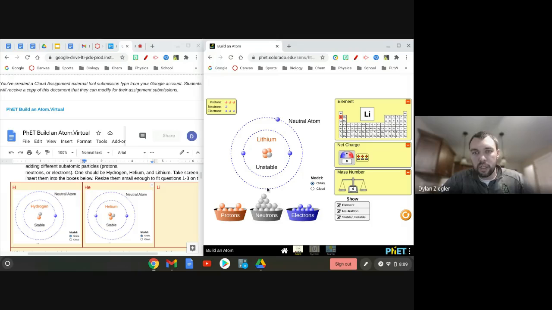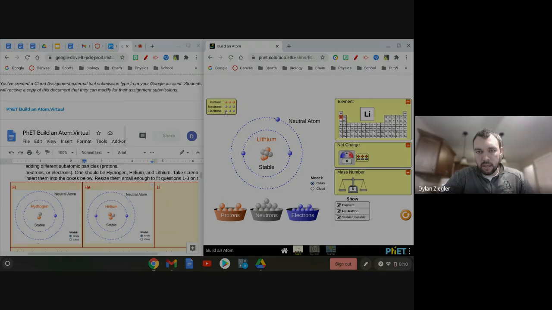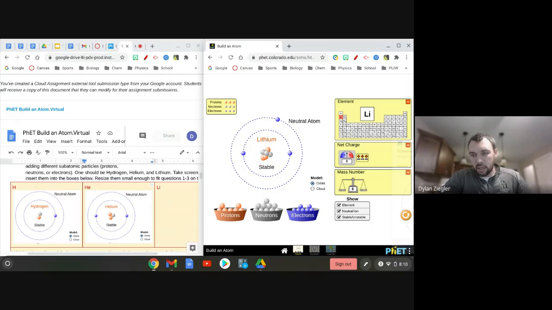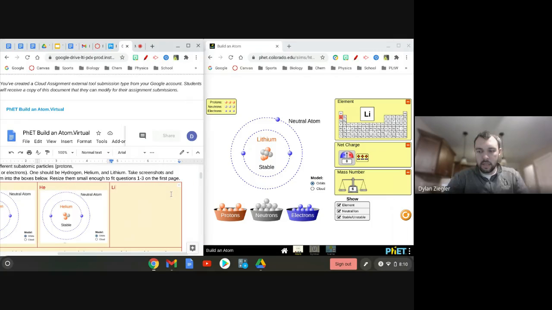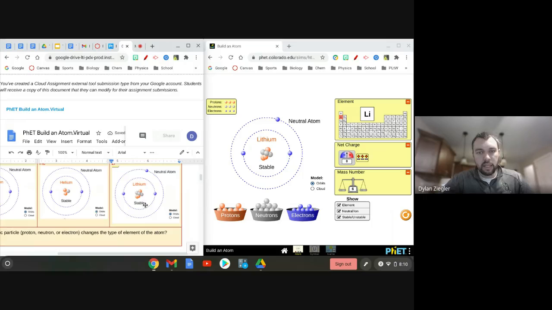Well, it keeps pushing it out to the second ring, but I guess that's okay. It's neutral, but it's unstable. Let me take this away. It's still unstable. Let me keep adding them until we get to something that's stable. There we go. Control Shift, copy, Control V. I can paste that in.